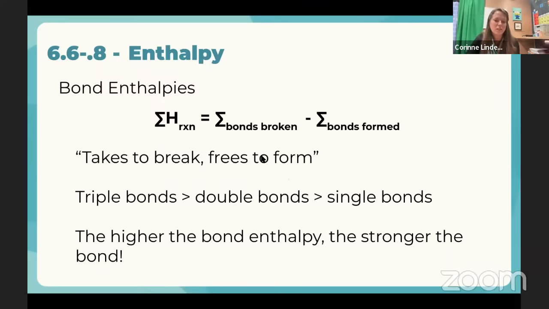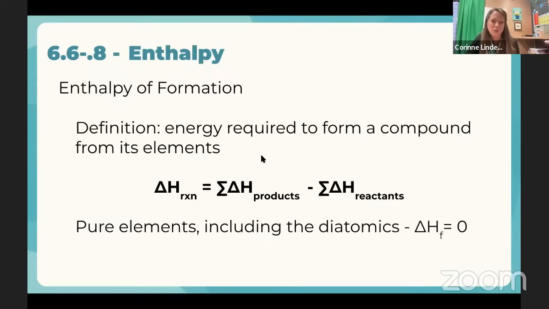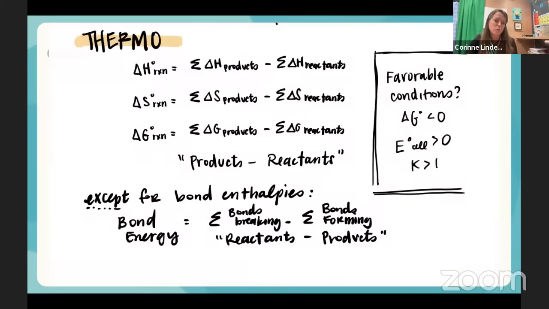The other thing we see with enthalpies is just this standard equation. If we are trying to find the enthalpy of formation, it's going to be equal to the sum of the products minus the reactants, noting that pure elements are going to have a heat of formation of zero because that's already the way they want to be. It doesn't take any energy for them to be in their elemental form. So this is just an overview of all of those thermal equations.